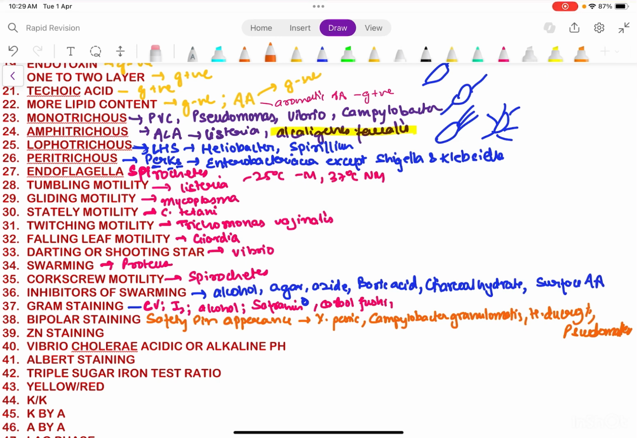All right, then ZN staining. Again you should know that there is a primary stain, a mordant, then a decolorizer, then a secondary stain. So in this ZN stain, first we have a primary stain, carbol fuchsin, then we have heating as the mordant. Then the decolorizer is H2SO4, and then we have the malachite green.